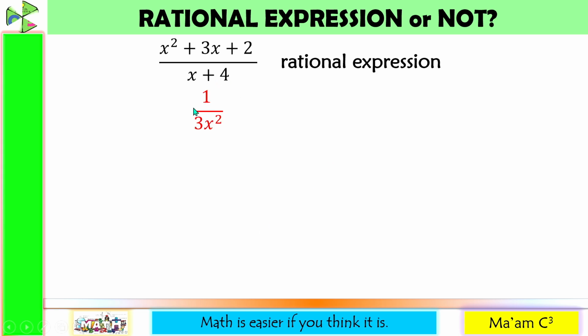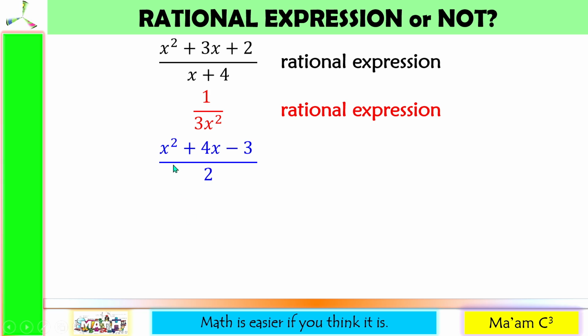Another one, we have said earlier that 1 is a polynomial. And 3x squared, the exponent is a positive integer. This is also a polynomial. So a polynomial divided by a polynomial is a rational expression. How about this one? x squared plus 4x minus 3 is a polynomial. And 2 in the denominator is also a polynomial. Therefore, this is a rational expression.